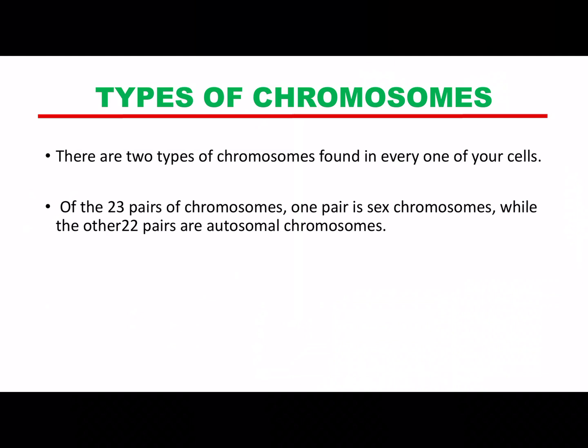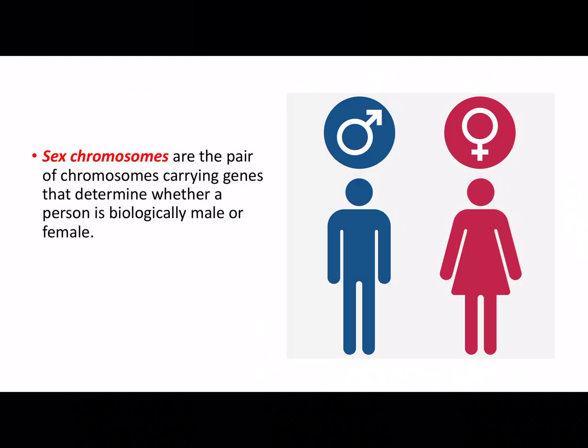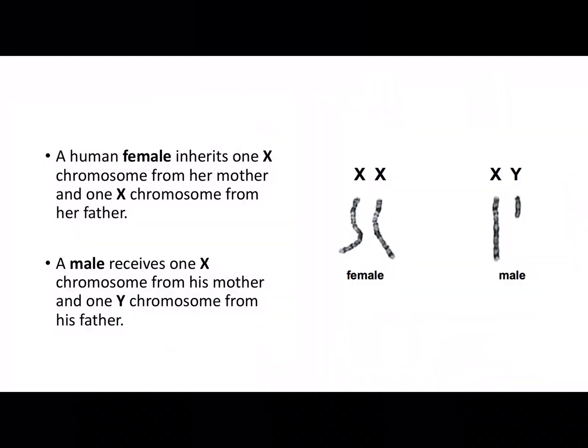Types of chromosomes. There are 2 types of chromosomes found in every one of your cells. Of the 23 pairs of chromosomes, 1 pair is sex chromosomes, while the other 22 pairs are autosomal chromosomes. Sex chromosomes are the pair of chromosomes carrying genes that determine whether a person is biologically male or female.